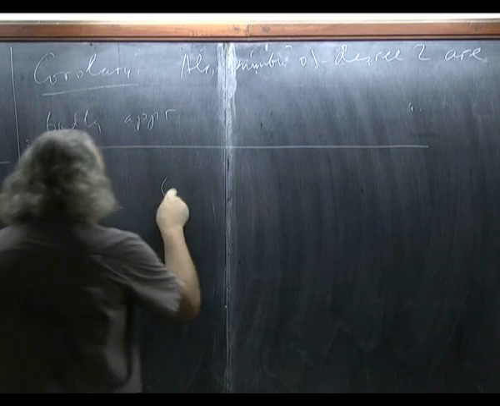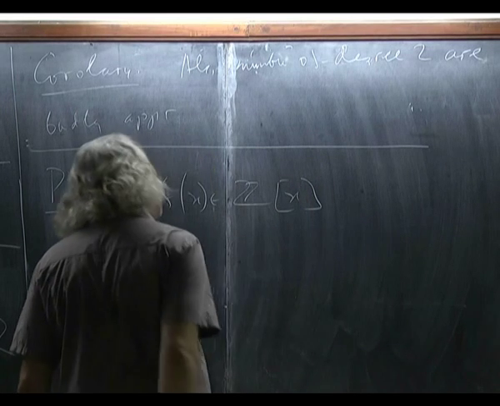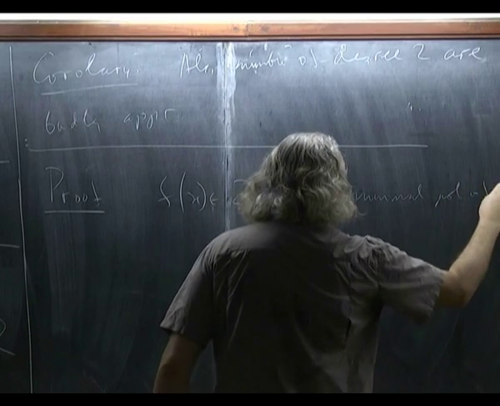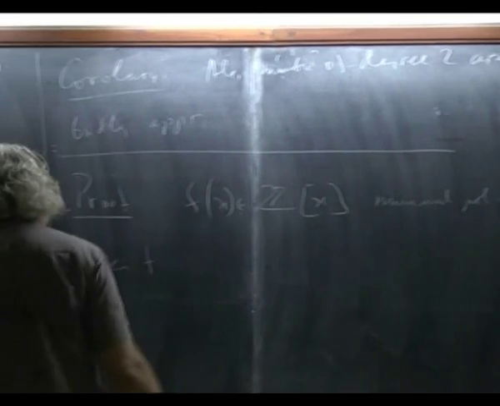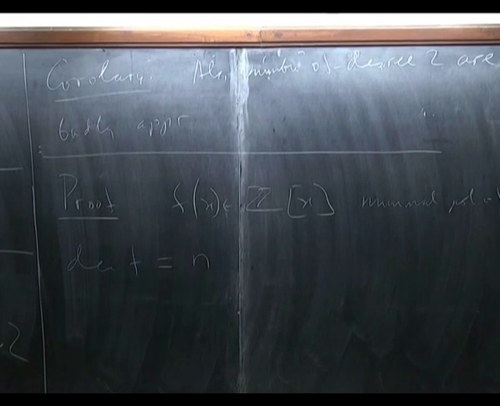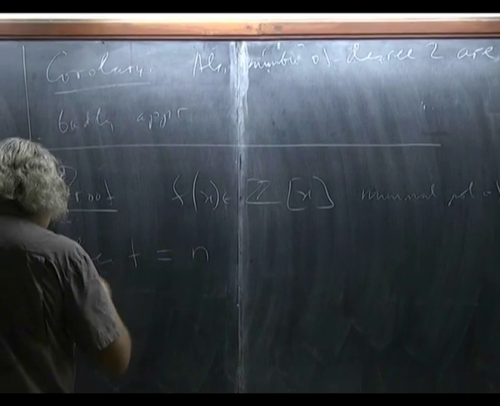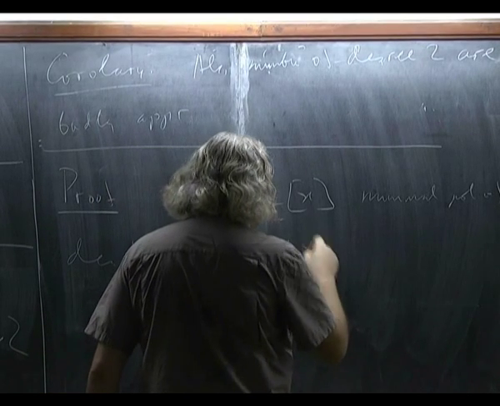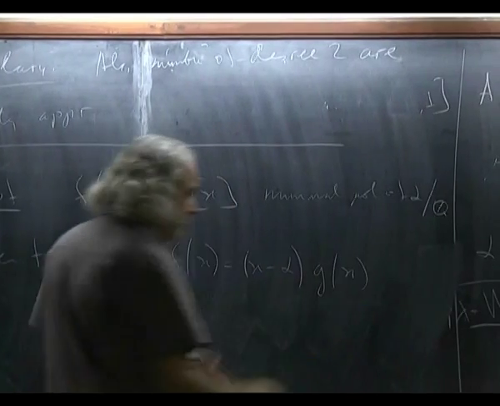So let f of x be the minimal polynomial of alpha over Q. So the degree of f is n. And now let p over q be a rational number. So then what can we write? We can write f of x is x minus alpha times some other polynomial g of x. Right?